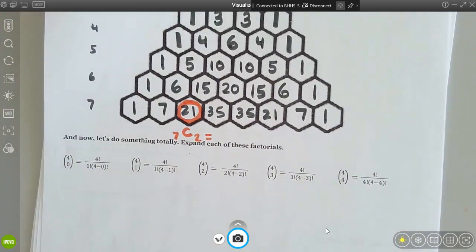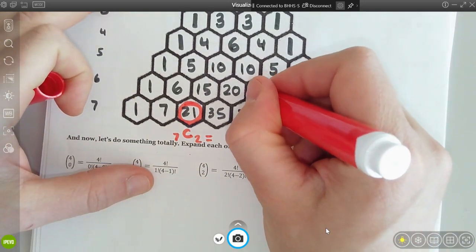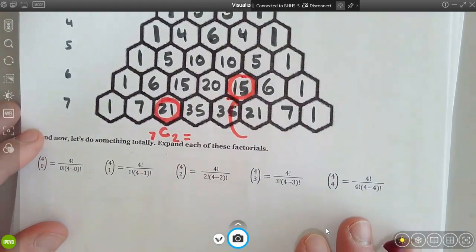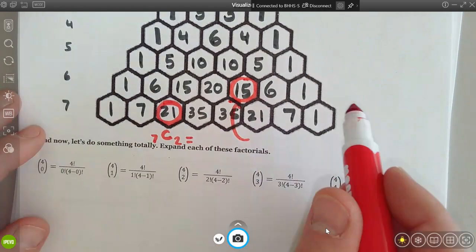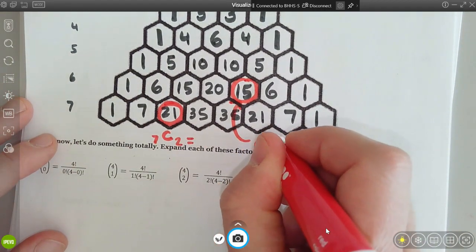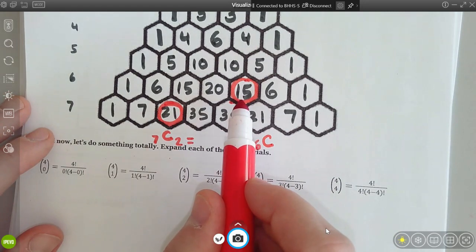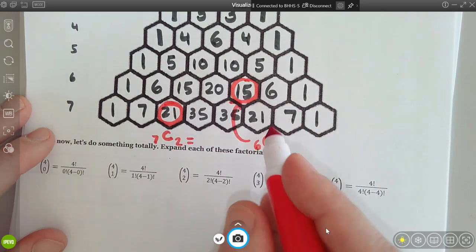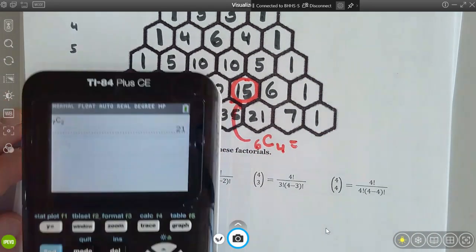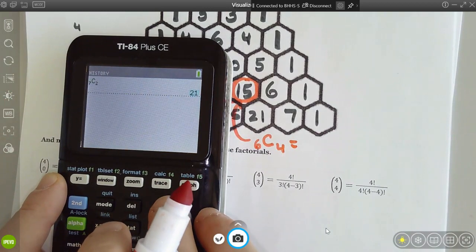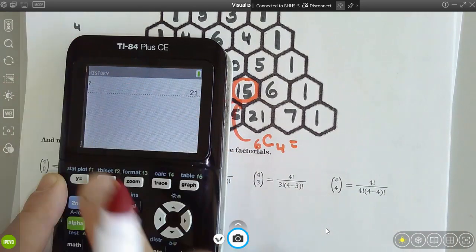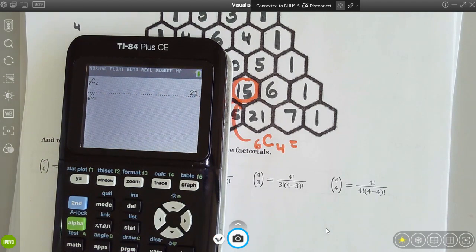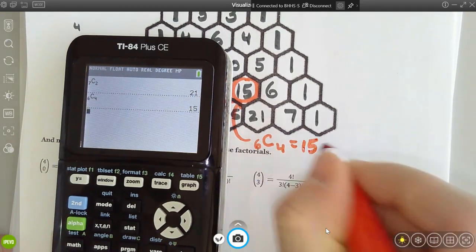Let's do one more just to make sure we've got it. See that 15 right there? Everyone circle that 15. If you wanted to make that 15 happen in the calculator, you would ask, what row are we in? So 6, and then choose, and then what number is it in the 6th row? 0, 1, 2, 3, 4. And keep in mind, if you're feeling lazy, you can always just move the cursor up, copy it, and then change the 2 numbers. So 6 choose 4 is 15. Ooh, magic.